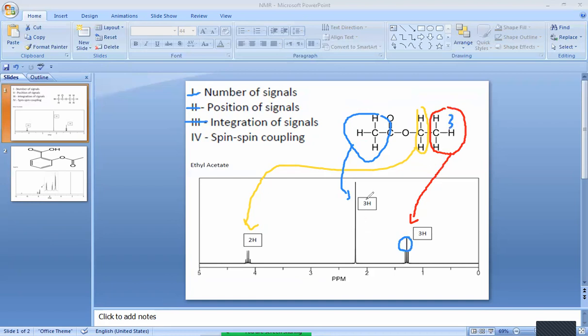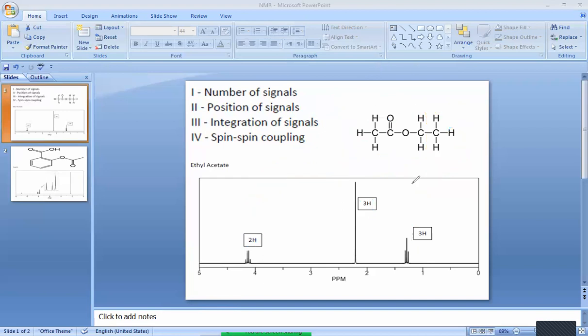Here you have 3 again, and it basically tells you that this signal belongs to a total number of 3 hydrogens. Here we have 2, so this basically tells you that this belongs to this one. Yeah, that's all there is about the integration. It's nothing very confusing. Usually we use a computer to do that.